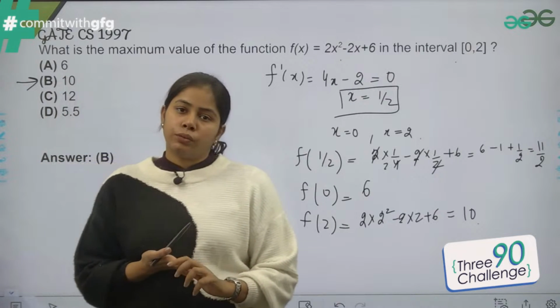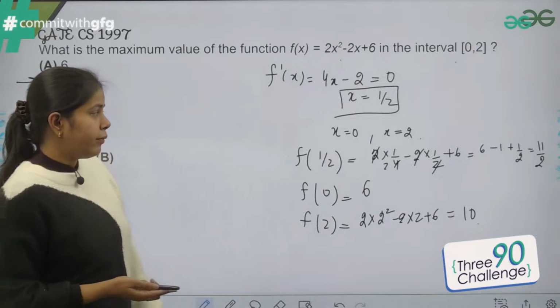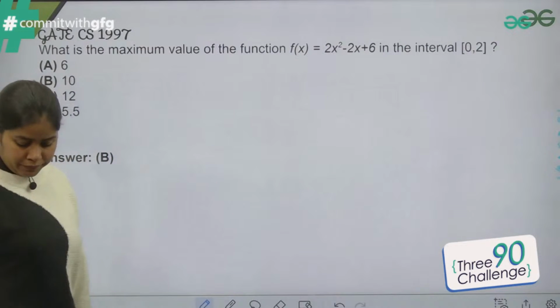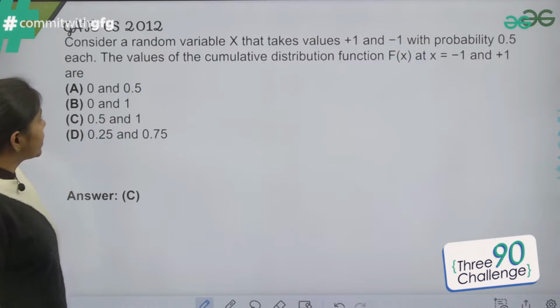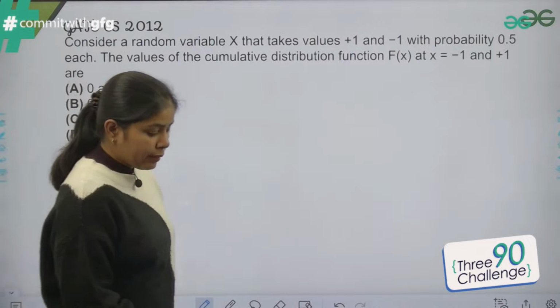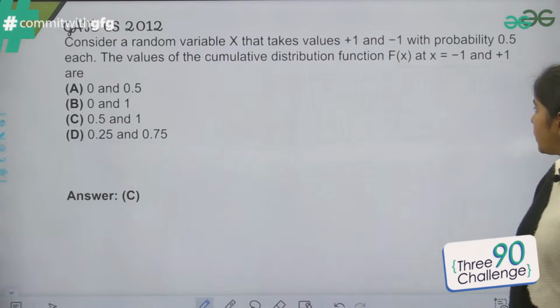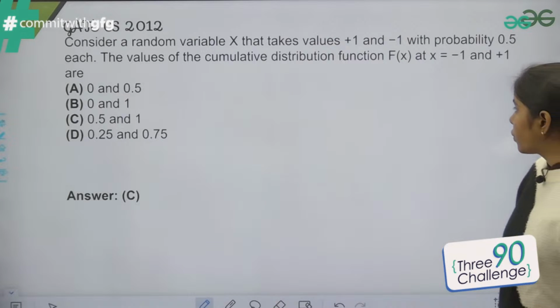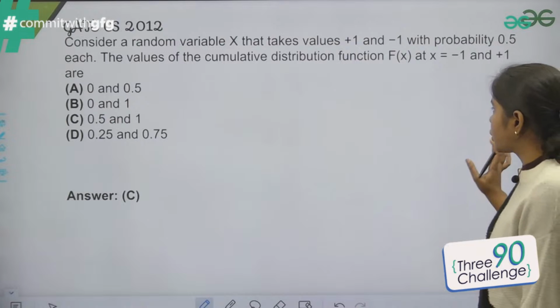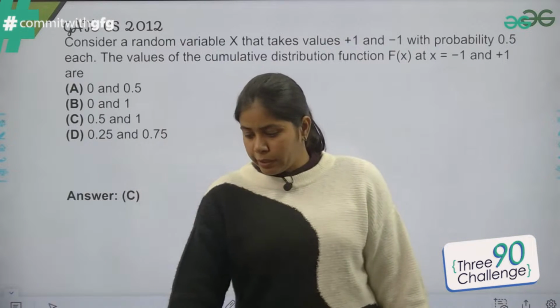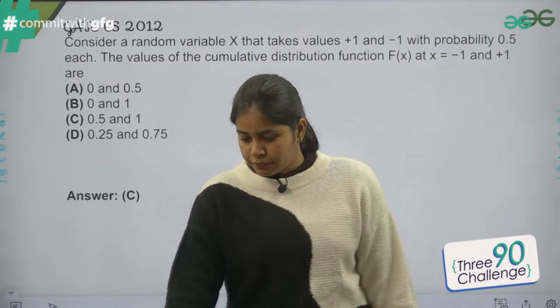Okay, if this is clear, then we'll move forward. This is another question, guys. It says: consider a random variable x that takes values plus 1 and minus 1 with probability 0.5 each. The values of the cumulative distribution function F(x) at x equals minus 1 and 1 are. So let me know how to solve this.